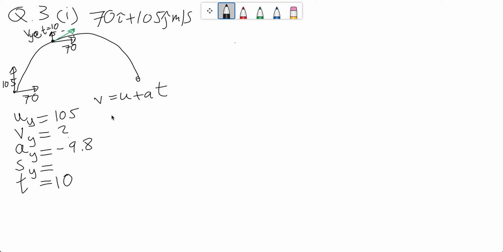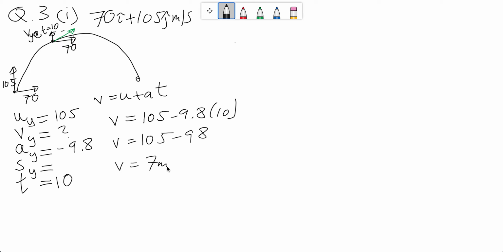Pop the numbers into that. V is what we're looking for. U is 105, minus 9.8 times 10. So v just equals 105 minus 98, and that is 7 meters per second. So that's part 1. This velocity here is 7 meters per second.